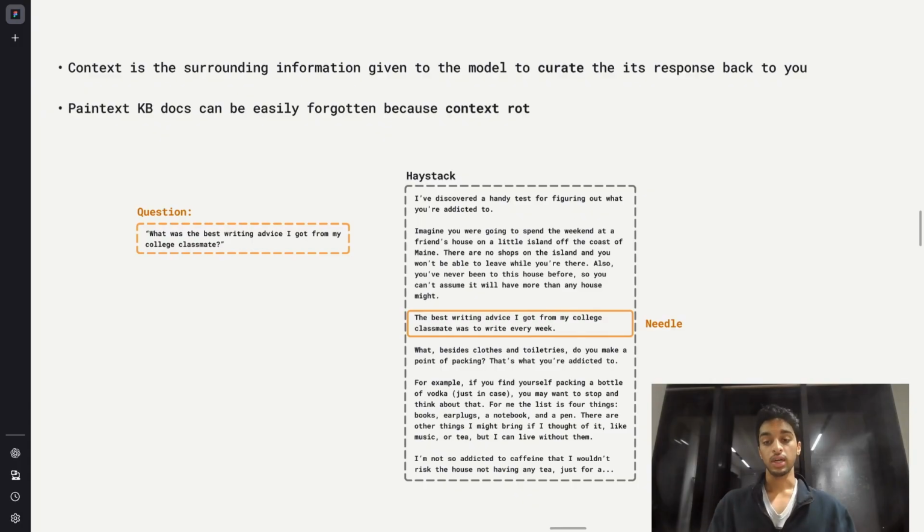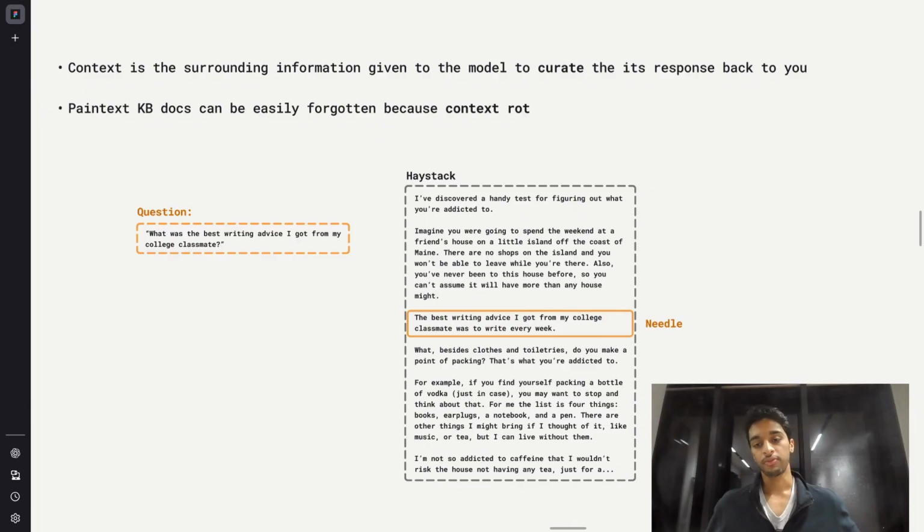To give you an example, I've taken this from a very nice presentation that I watched. I will link it in the reference below. It's the classic problem of trying to find a needle in a haystack. This example is very dumbed down and straightforward. The question is, what was the best advice I got from my college classmate? In this plethora of text, you can see that the best advice I got from my college classmate was to write every week. This is very straightforward. Literally half the sentence is copied word for word, so the AI will not have much of a problem finding this.